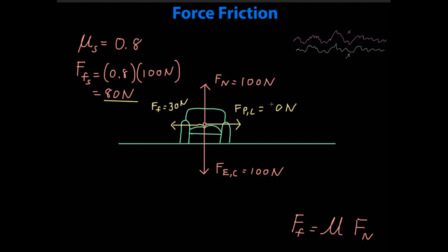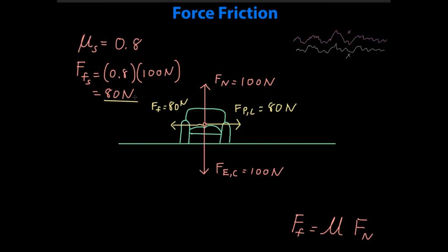If you push with 50 newtons, it will push with 50 newtons, and the couch will not move. If you push with 79 newtons, it will push with 79 newtons, and the couch will not move. However, if you push with 80 newtons, and technically a hair more, this couch will move. Now, I want to take a moment and specify something about what I just said.